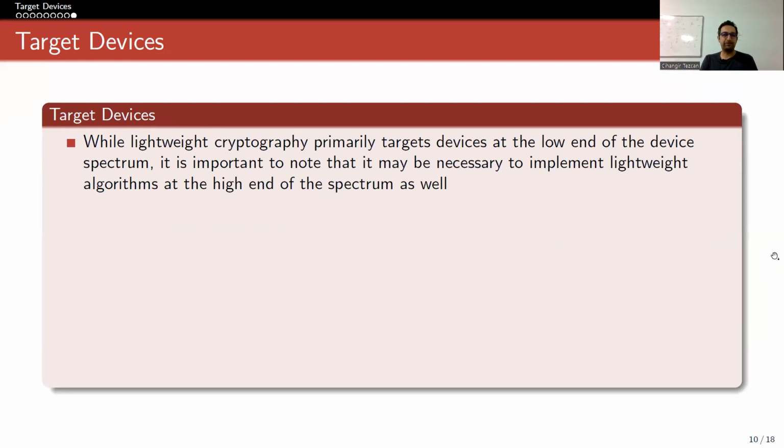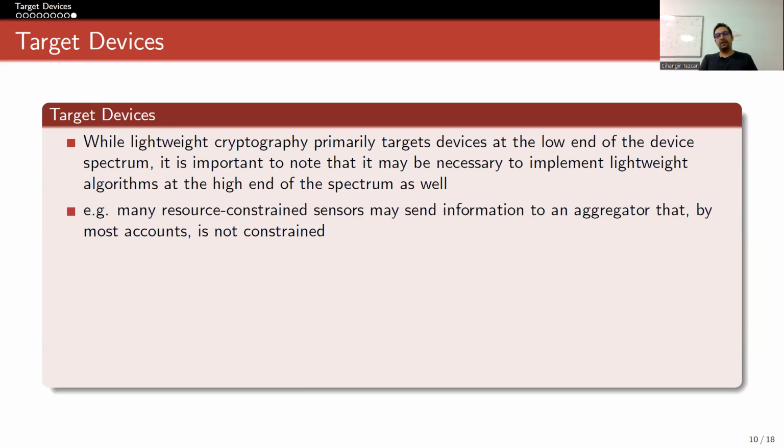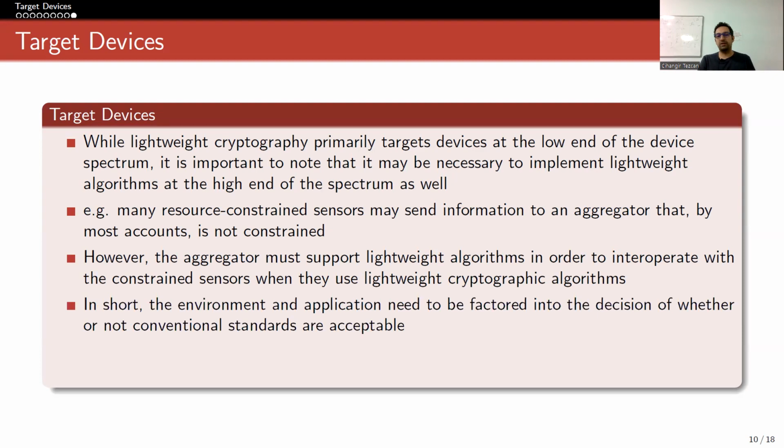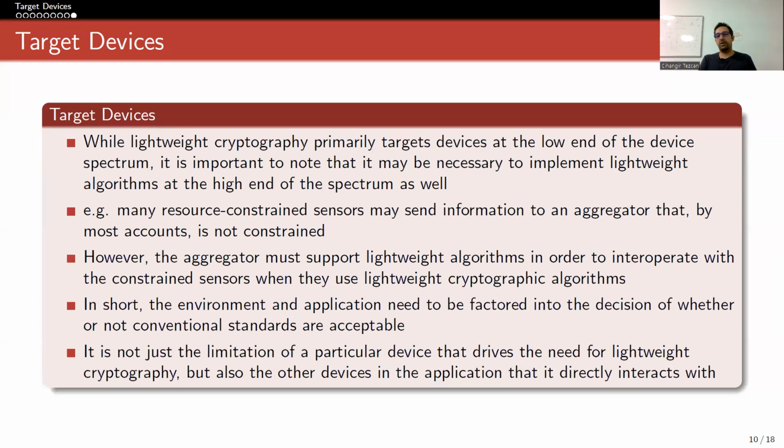While lightweight cryptography primarily targets devices at the low end of the device spectrum, it is important to note that it may be necessary to implement lightweight algorithms at the high end of the spectrum as well. For example, many resource-constrained sensors may send information to an aggregator that by most accounts is not constrained, right? So you need to have an efficient implementation there too. However, the aggregator must support lightweight algorithms in order to interoperate with the constrained sensors when they use lightweight cryptographic algorithms. In short, the environment and application need to be factored into the decision of whether or not conventional standards are acceptable. It is not just the limitation of a particular device that drives the need for lightweight cryptography, but also the other devices in the application that it directly interacts with. So that is the main idea, okay?